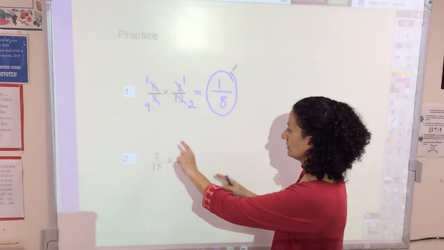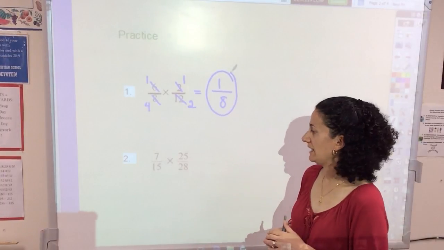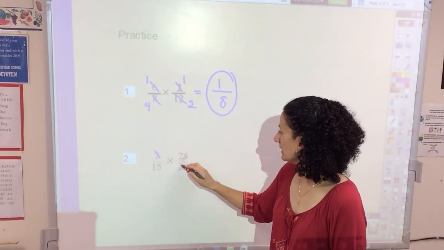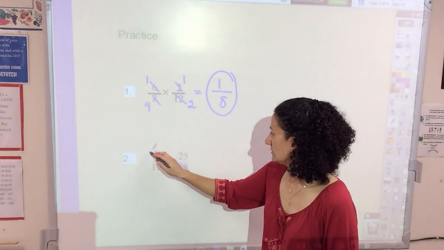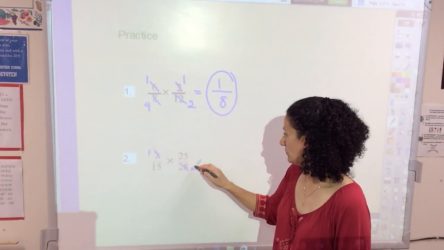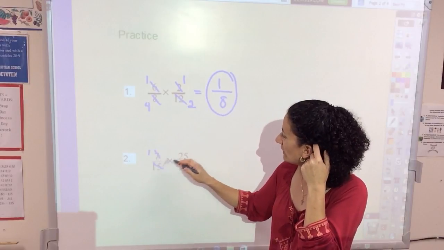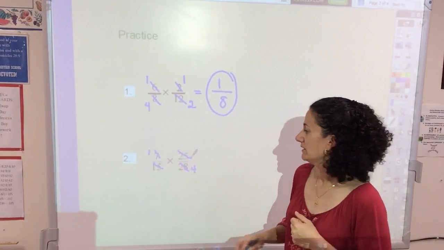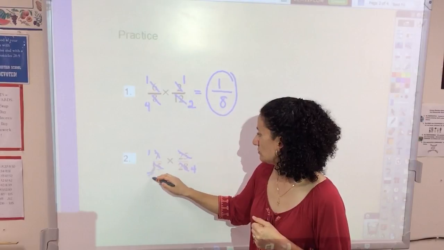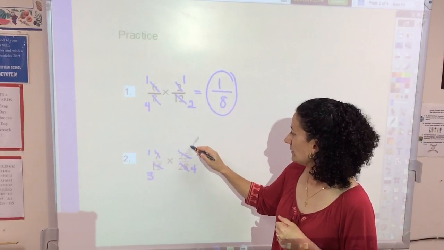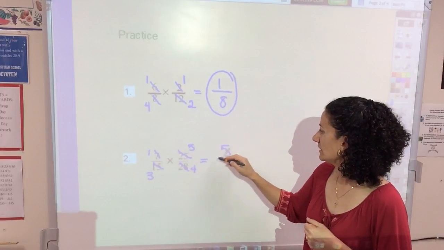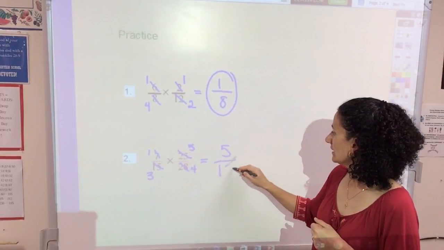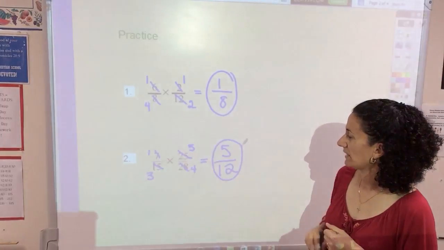In this example, you can cross simplify both ways again. 7 and 28 can be reduced by 7. You can divide by 7. So that becomes a 1. That becomes a 4. 15 and 25 can be divided by 5. 15 divided by 5 is 3. 25 divided by 5 is 5. Now I can multiply. 1 times 5. 3 times 4. And 5/12 is my answer there.